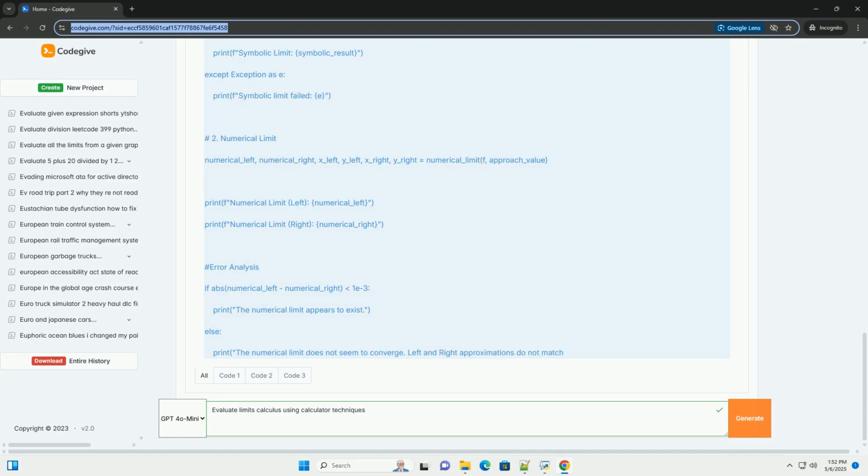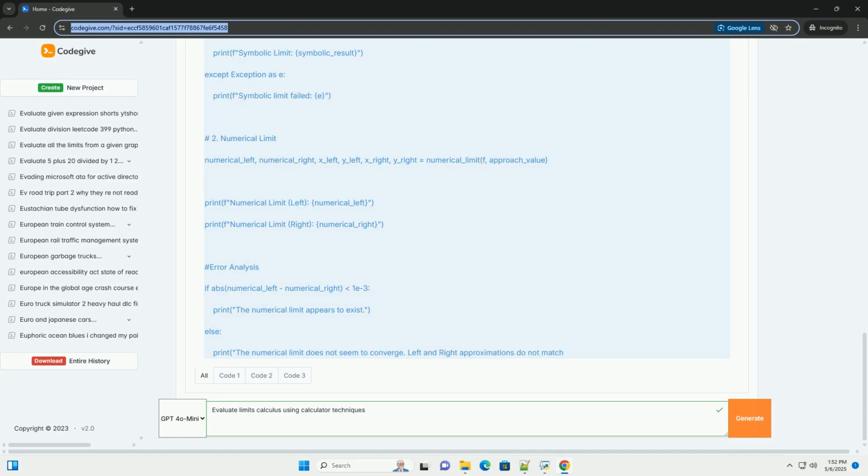Asymptotic behavior. For limits as x approaches infinity or negative infinity, choose sufficiently large, or small, x values in your calculator or Python code. Rounding errors. Be aware that calculators and computers use finite precision arithmetic, which can introduce rounding errors.